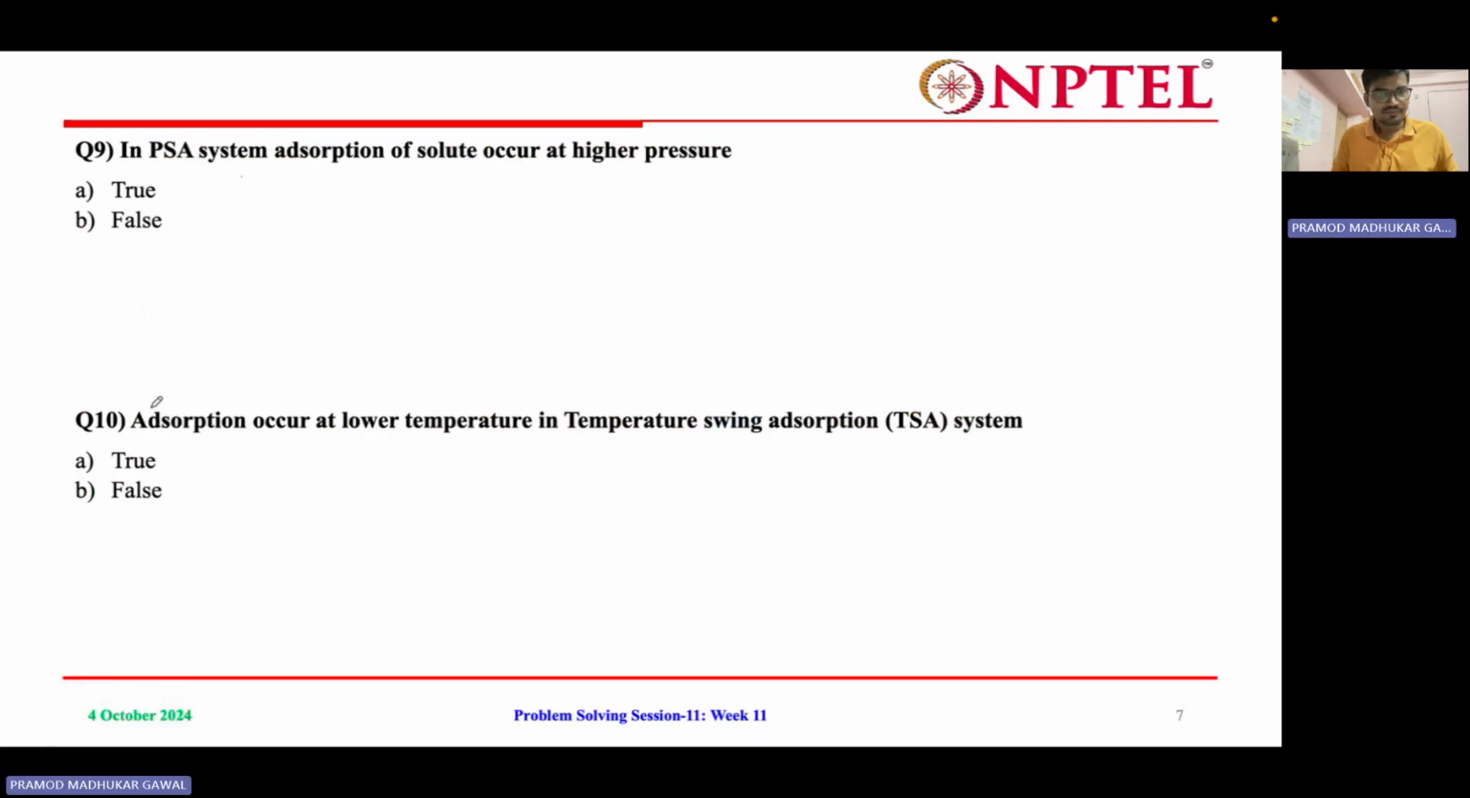Now question number 9. Here we have to tell whether the statement is true or false. In a PSA system, pressure swing adsorption system, adsorption of solute occurs at a higher pressure. So this is a true statement. Question number 10. The adsorption occurs at a lower temperature in a temperature swing adsorption system. So in a TSA system, adsorption occurs at a lower temperature. So this is also a true statement.